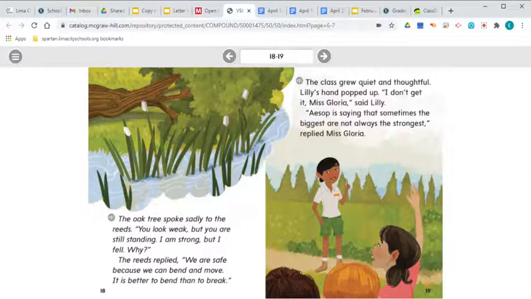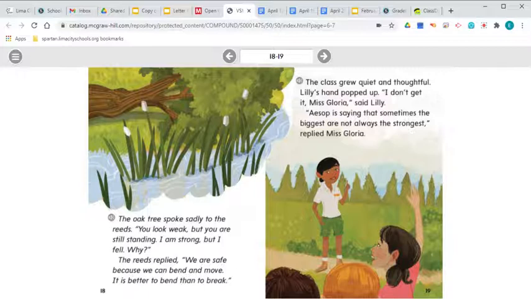So as we read this next page, I want to stop and clarify the moral of this lesson. The moral is the very last sentence on that page. It is better to bend than to break. So, because the reeds could bend, they were able to sway in the wind. And because the oak tree was so rigid, it blew over. And that kind of goes with people. It's better to be flexible and to have patience and those kinds of things than it is to be rigid and to break.